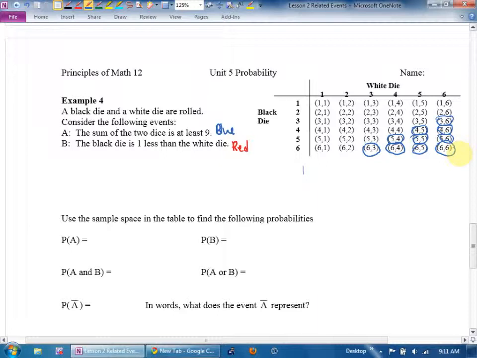How many did we circle? What is the probability? Oh, you know what? It's going to be out of 36. I can tell you that. What's the probability that two dice add to at least 9? 10?